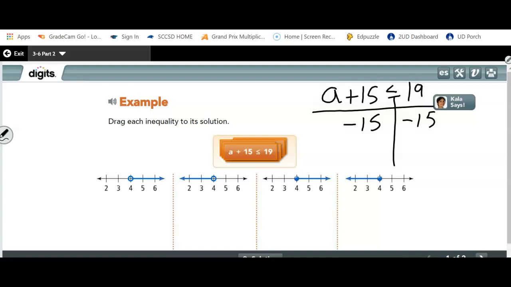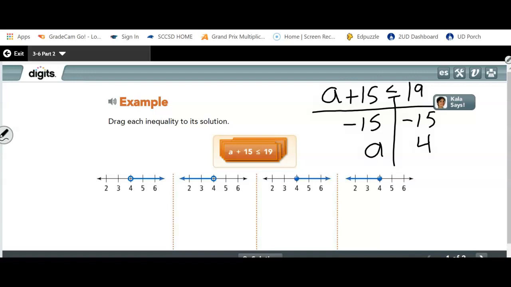What will I have left on the left-hand side here? Jordan. Good. A. 19 minus 15 is, Sam? 4. What is going to go in between A and 4? Maddie. Not an equal sign. An equal sign would have one answer. A would equal 4. These are inequalities, so we can have more than one answer.